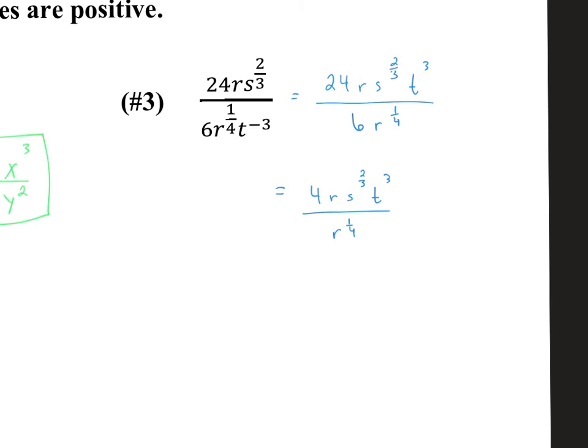Even though it's not written there, we know that there's a 1 hiding there. And since 1 is bigger than 1/4, we're going to take the exponent 1 and subtract 1/4 from it in the numerator. So that's going to look like 4 times r to the 1 minus 1/4 s to the 2/3 t cubed, and 1 minus 1/4 is 3/4. So we're going to have 4 times r to the 3/4 power s to the 2/3 power t cubed.